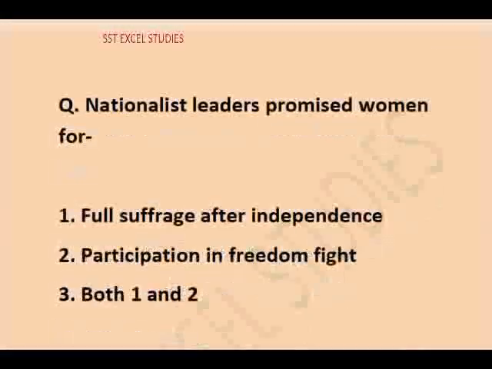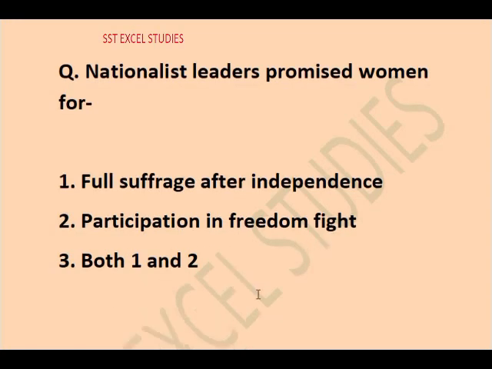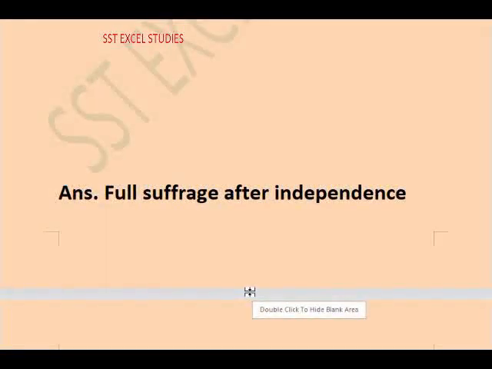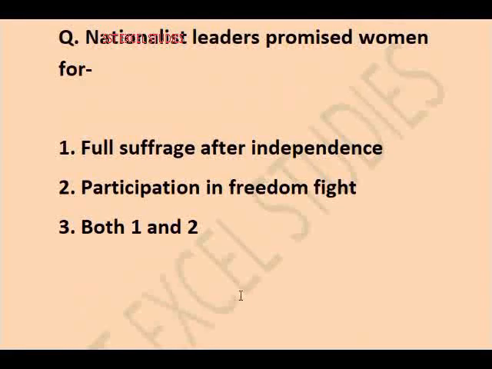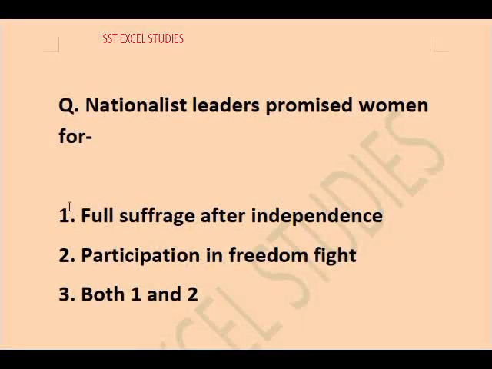First question is, nationalist leaders promised women for, options are full suffrage after independence, or participation in freedom fight, or both 1 and 2. Answer is full suffrage after independence. Nationalist leaders promised women full suffrage after independence, that they would provide suffrage right to women after independence.